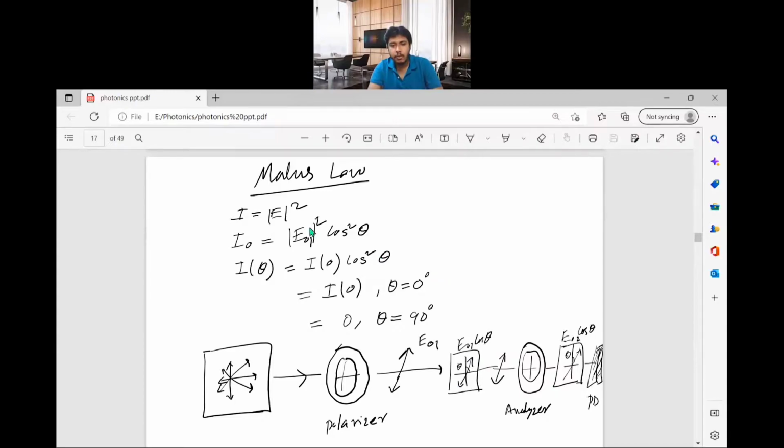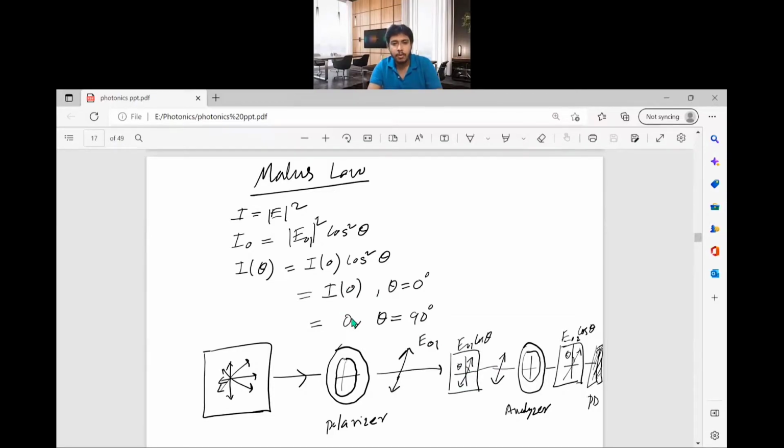The intensity is related to the square of the magnitude of the electric field. So the intensity will be equal to E0 squared into cos squared theta. That is, the intensity will be equal to the incident intensity times cos squared theta. So this is Malus law. If theta is 0, you will get the total intensity, nothing will be lost. And if the polarizer rotates to 90 degrees, all the polarization will be blocked.